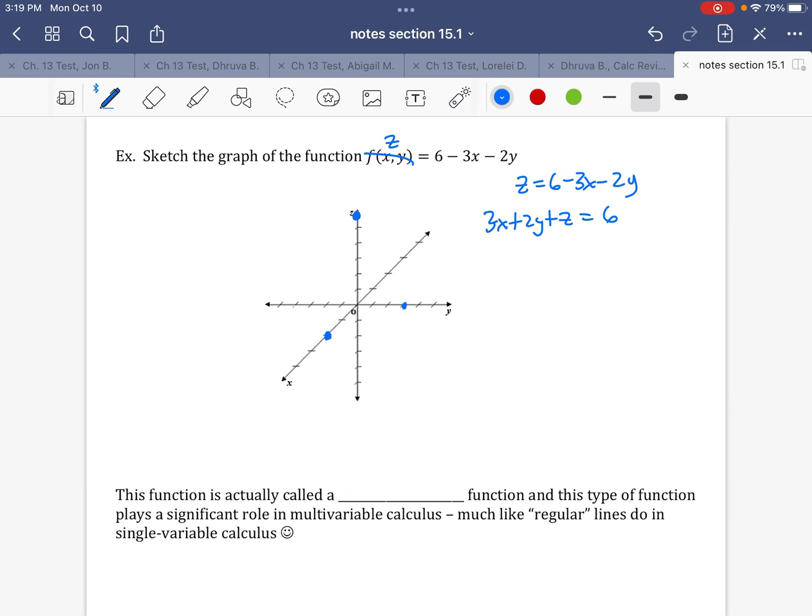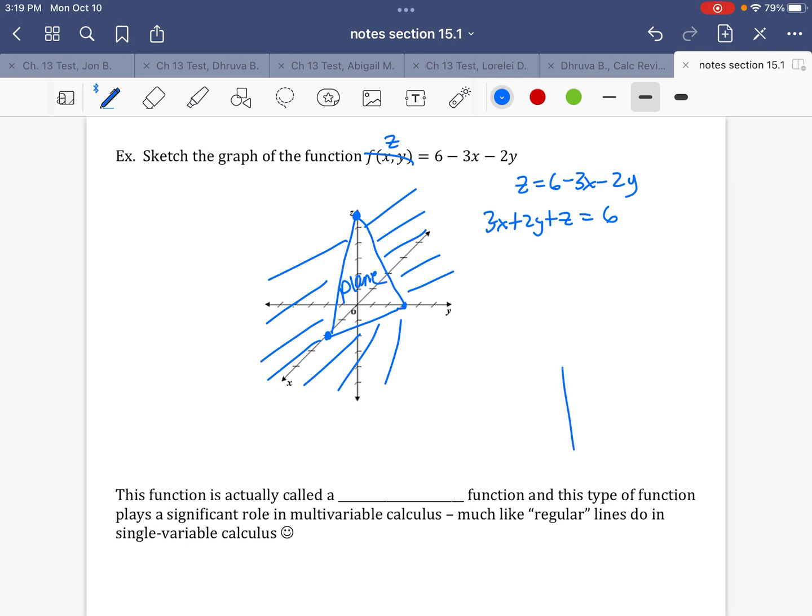I think I'll just draw a little triangle here, and then just show myself it's going out in every direction. But this is a plane. And you could also, if you want to, draw a little rectangle there, if you want.